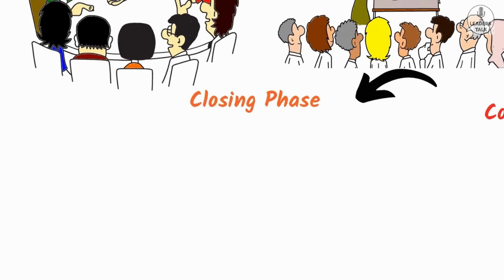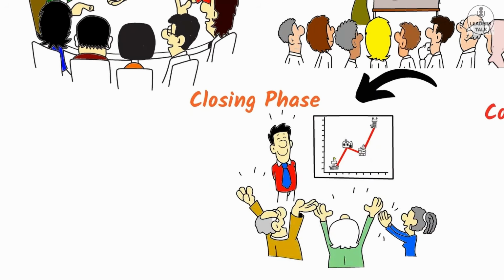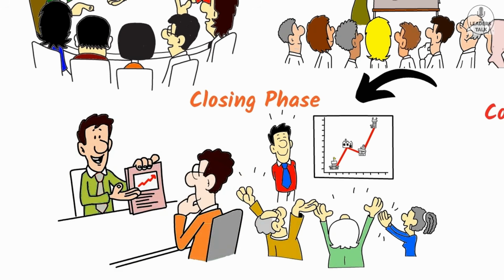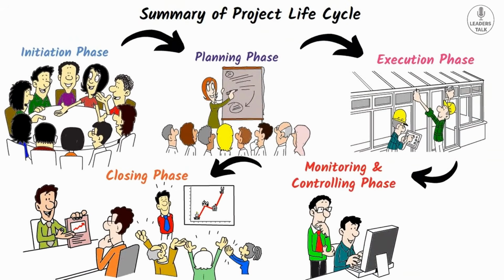Closing phase. The final phase involves wrapping up the project, handing over deliverables, and conducting a final evaluation. Lessons learned are documented, and the project is officially closed. Understanding the critical steps within the project lifecycle is crucial for ensuring the successful completion of any project. Each phase serves a specific purpose and contributes to the overall effectiveness and efficiency of the project management process.